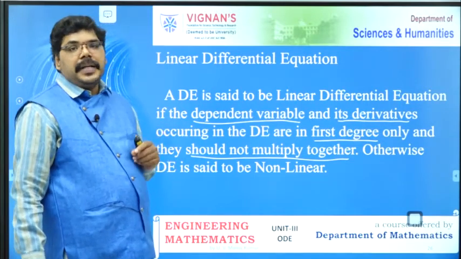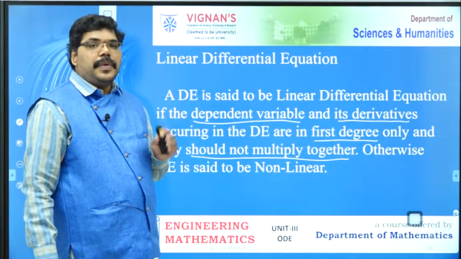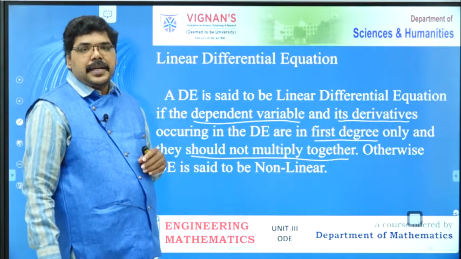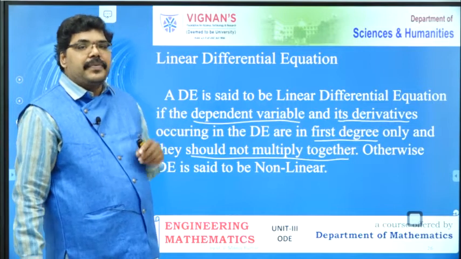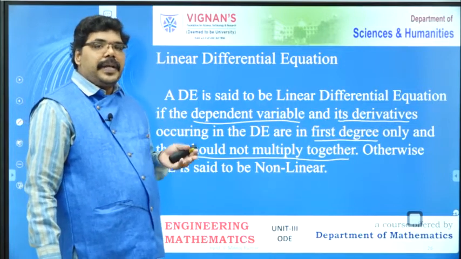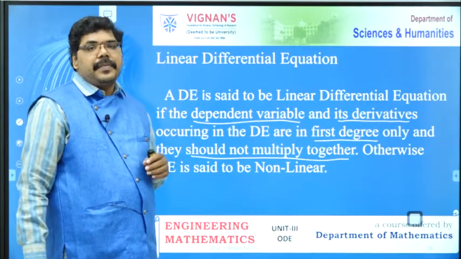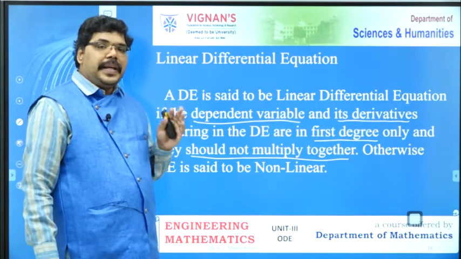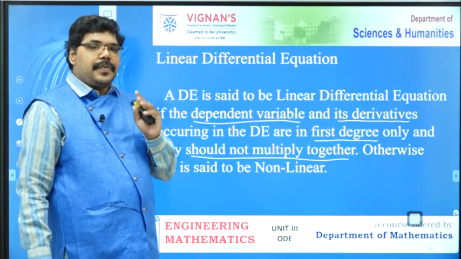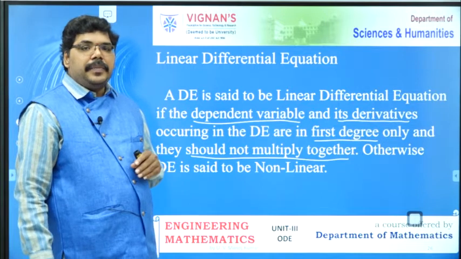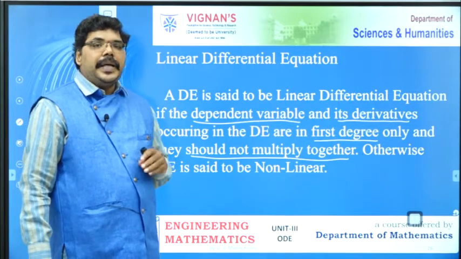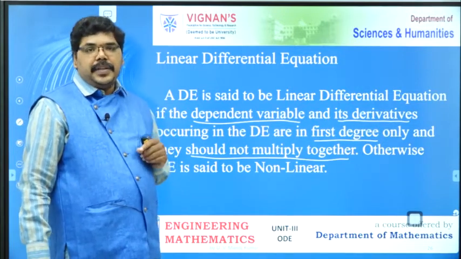And they should not be multiplied together. So you should not multiply y with dy by dx. You should not multiply y with d square y by dx square. There should not be a product of dy by dx and d square y by dx square. So if the dependent variable and its derivatives are of first degree and they are not multiplied together, then it is said to be a linear differential equation.